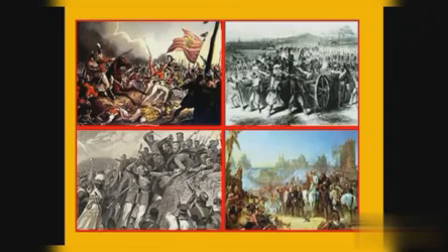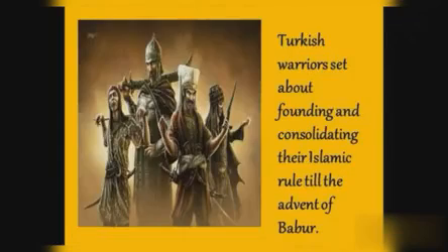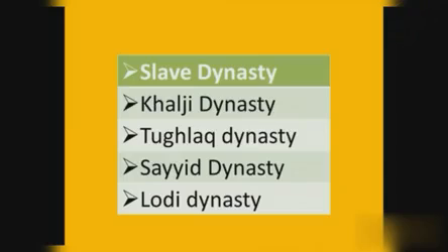Indians viewed each other with distrust, failing to take note of the success of Islam in early years. The superior military might of Muslim soldiers was yet another factor. In this lesson, we discuss how Turkish warriors set about founding and consolidating their Islamic rule till the advent of Babur. Dynasties: Slave dynasty, Khalji dynasty, Tughlaq dynasty, Sayyid dynasty, Lodi dynasty.